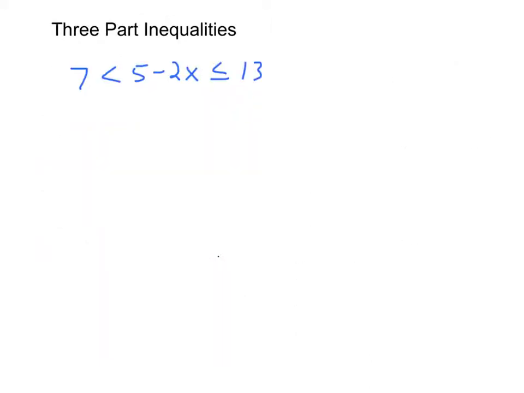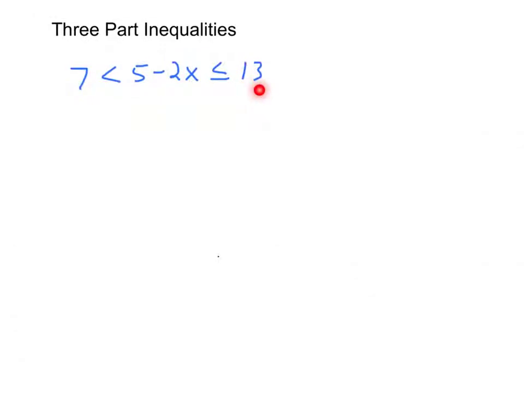Now sometimes we have to solve a three-part inequality. And by three parts we mean there's really two inequality symbols, like here we have a less than and a less than or equal to. So there's three different parts. There's 7 as the first part, and then 5 minus 2x is the middle part, and then 13 would be the third part. So three parts.